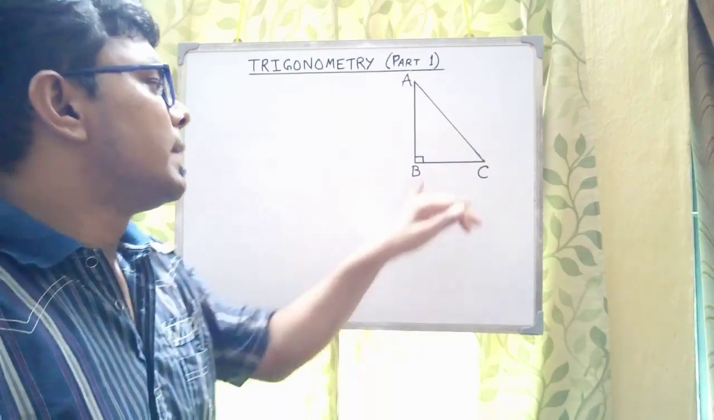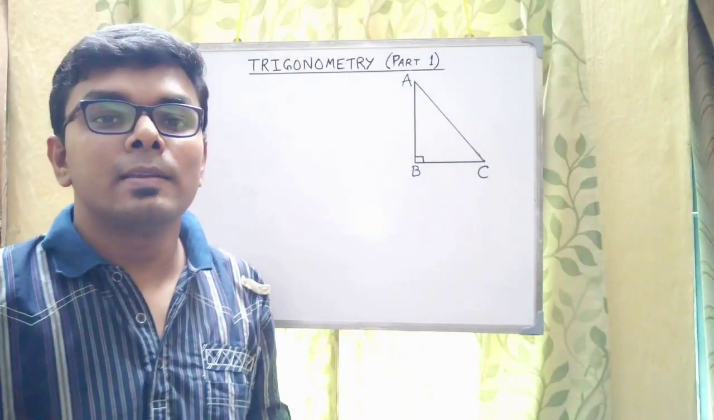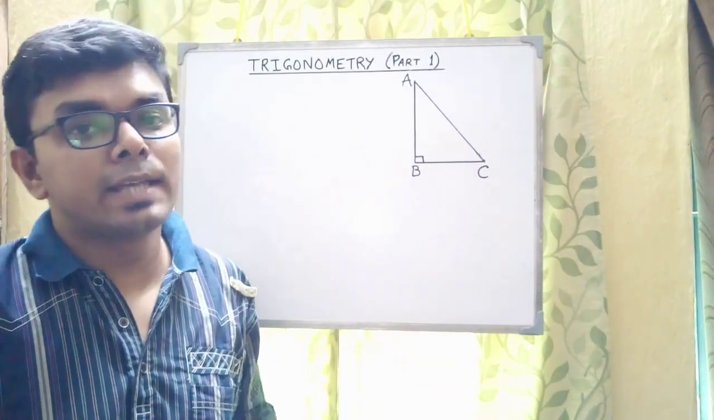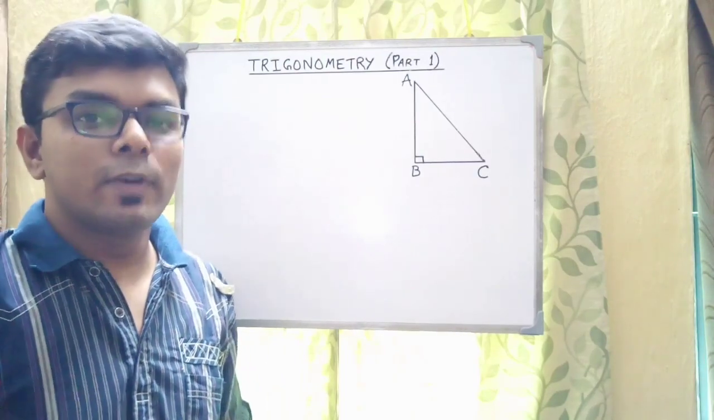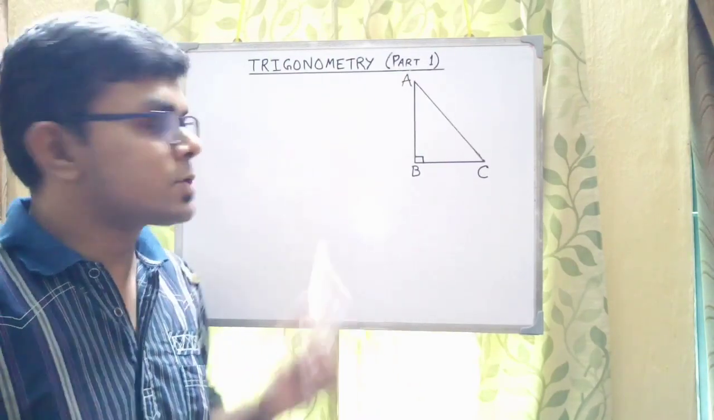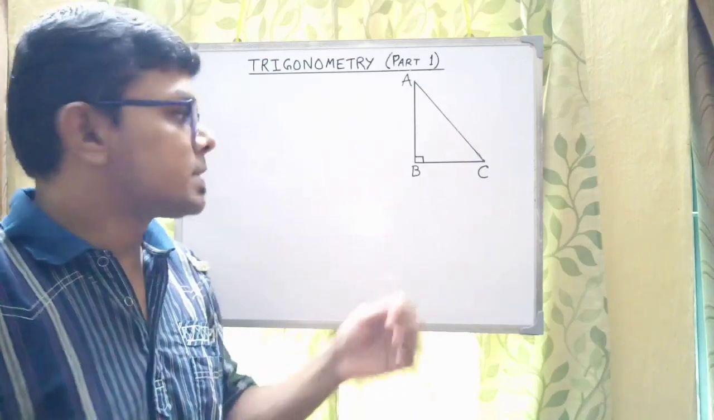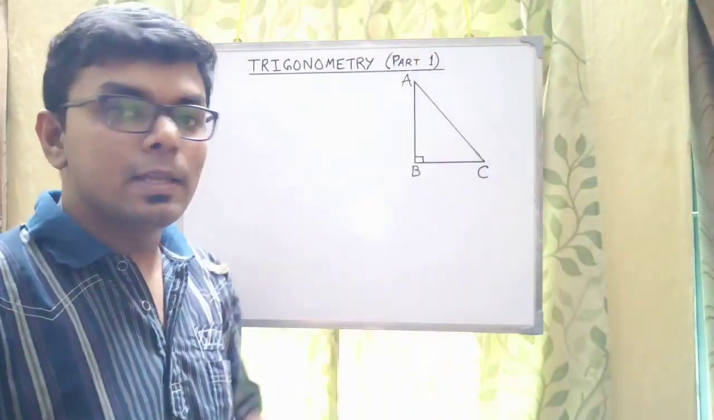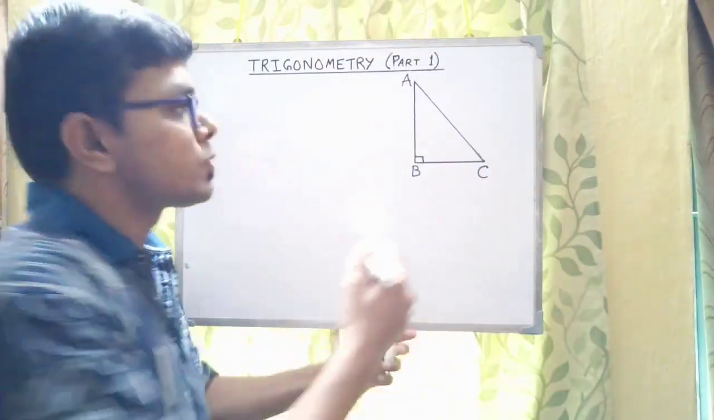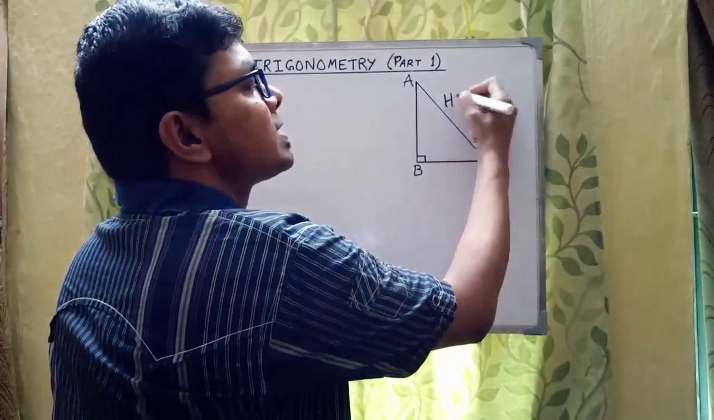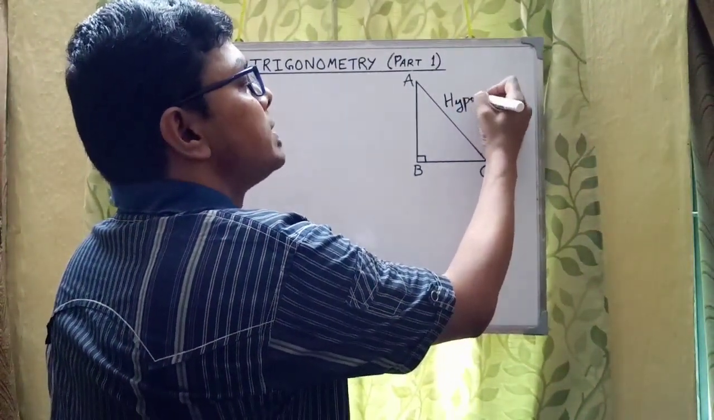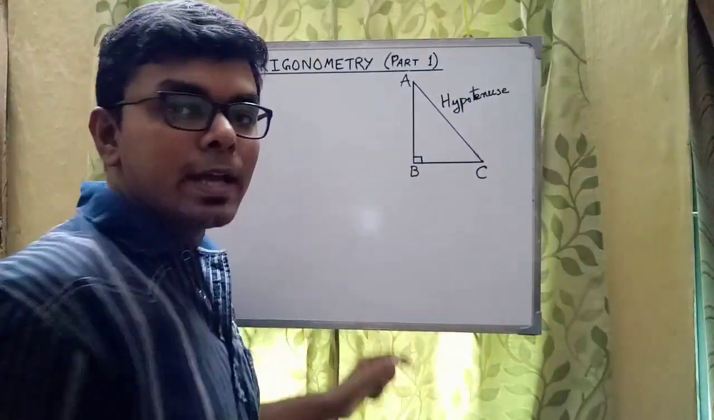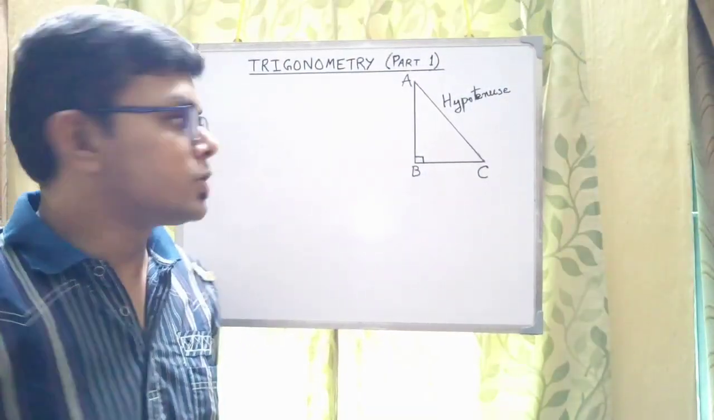As you can see, B is a right angle here in this triangle. That is, the magnitude or the value of B is 90 degrees. Now the first thing which I want to say is, you must be knowing it, that the side which is opposite to the right angle is called the hypotenuse. So let me write it over here. It is called the hypotenuse. So every right angled triangle has a hypotenuse.